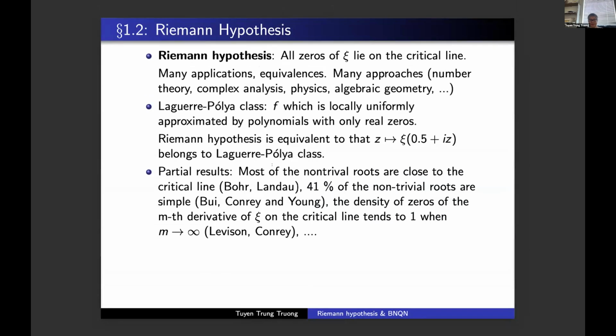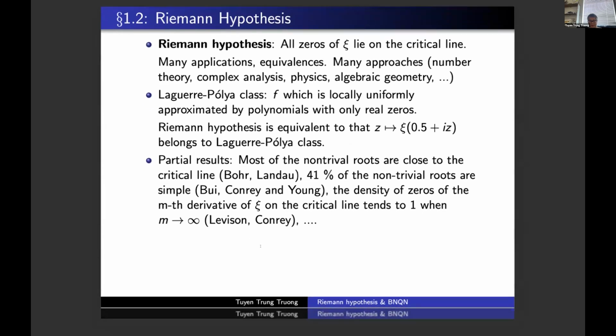For example, we know that most of the non-trivial roots are very close to the critical line, by Paul and Landau, or that 41% of the non-trivial roots are simple, by Bui, Conrey, and Young. Or we know that if we consider the roots of the m-th derivative of the Riemann xi function, the proportion of zeros on the critical line tends to 1 as m goes to infinity. This was resolved by Conrey, but before that, Levinson had the first work on this.